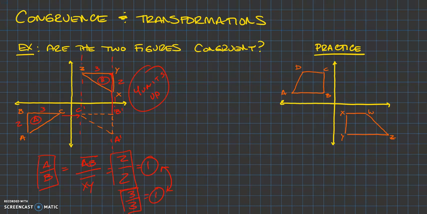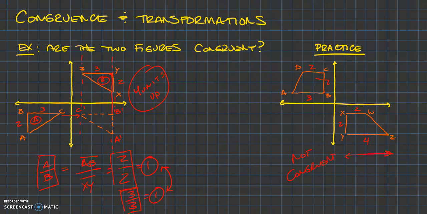All right, hopefully you've paused the video and started assessing these. I see BC is 2, and that corresponds to XY. DC is 2. XW here is also 2. But now look at YZ and AB. That's 3, but YZ is 4. As soon as I begin to see that, and you can tell by looking at it, this one is longer horizontally. It's stretched. So these figures are not congruent.